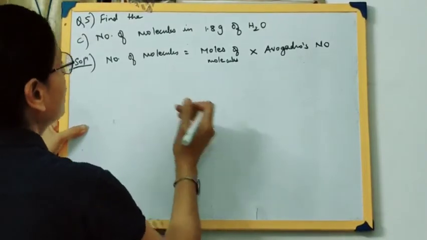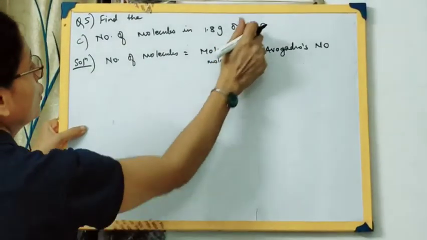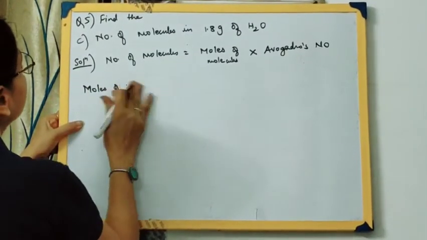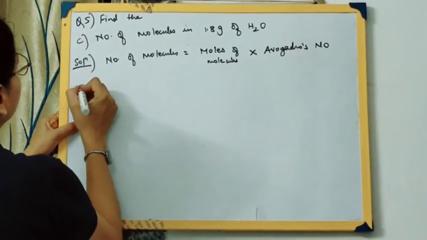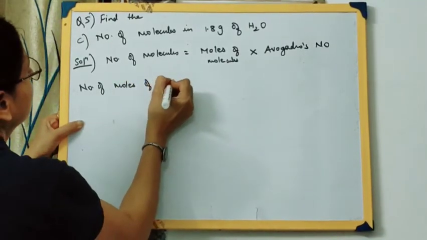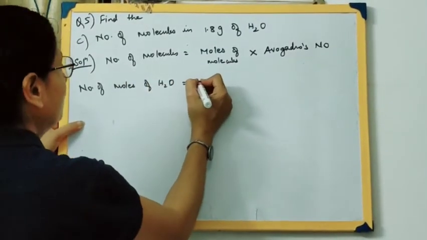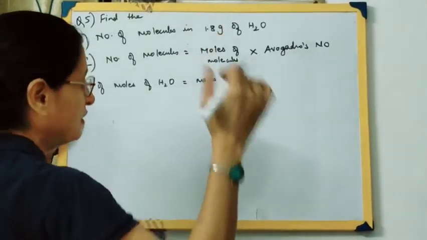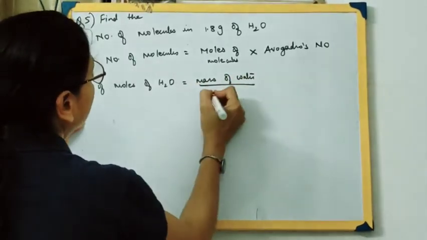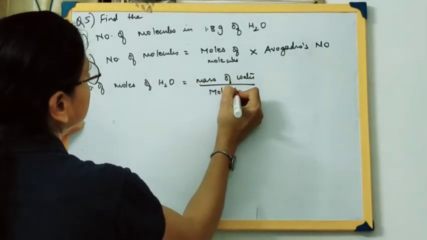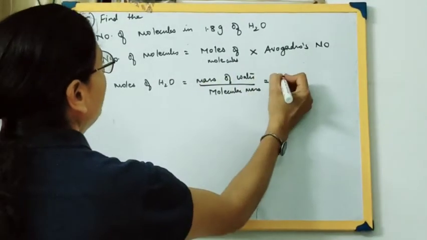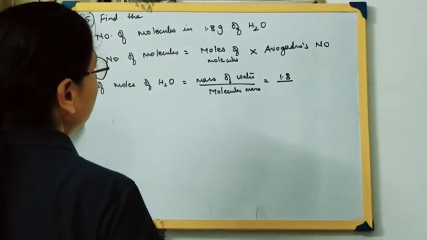So we'll be calculating the moles of molecules. So moles of which molecules? Water molecules. So number of moles of water is equal to, you remember, mass of the compound upon molecular mass, so mass of water upon molecular mass. So mass of water, that is 1.8, upon the molecular mass of water.